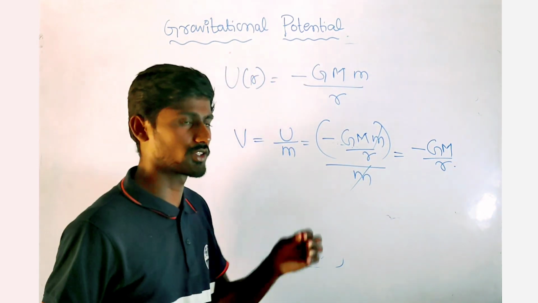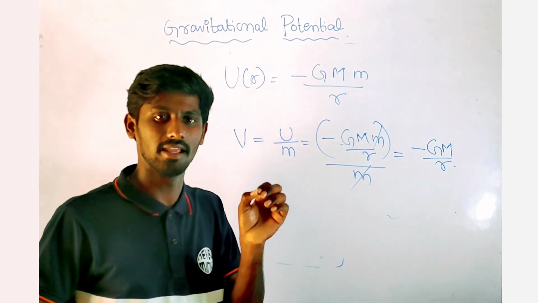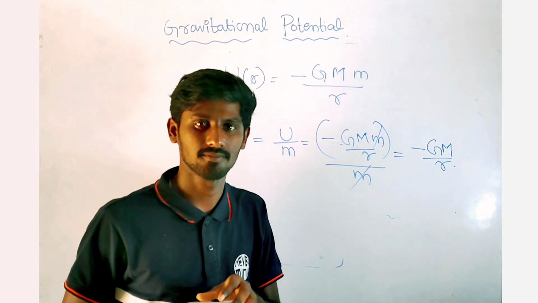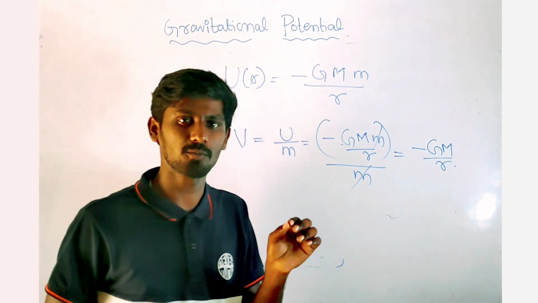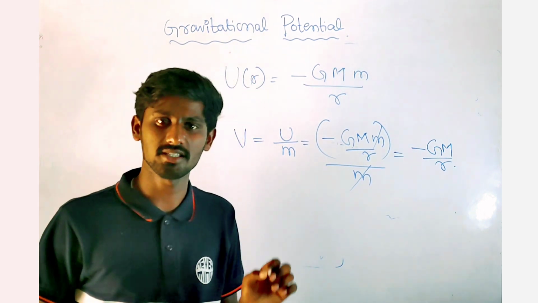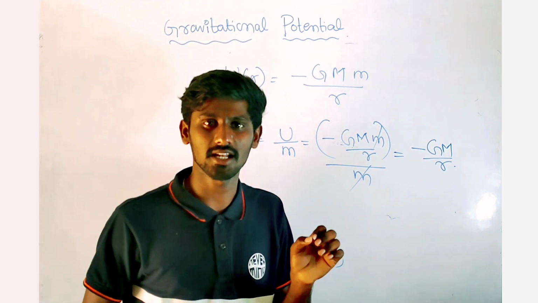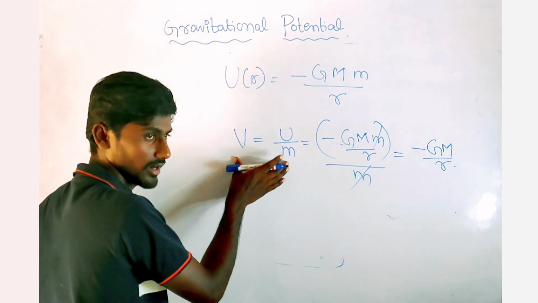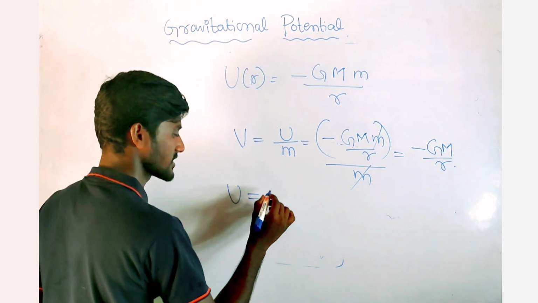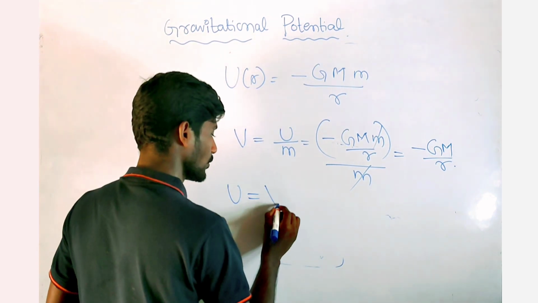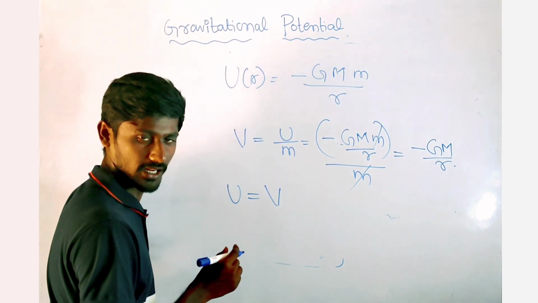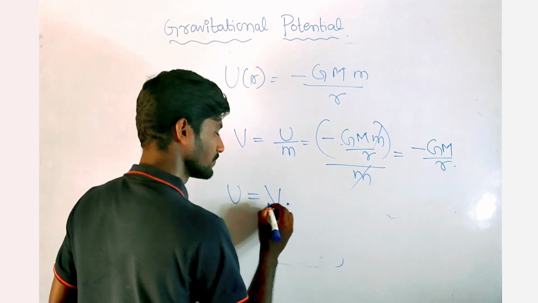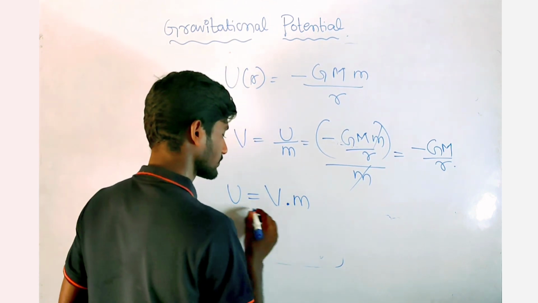right? So the gravitational potential is nothing but the gravitational potential energy per unit mass, or we can say the change in potential is nothing but the change in potential energy per unit mass. Okay, so we can write this as U, gravitational potential energy, is equal to gravitational potential at a point P which is at a distance of R, into the mass.